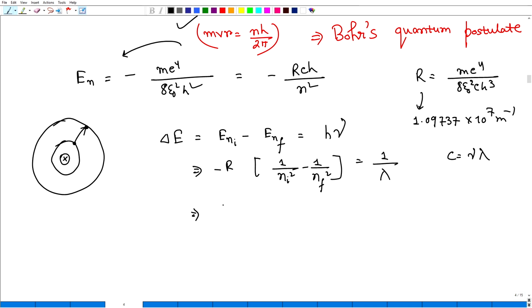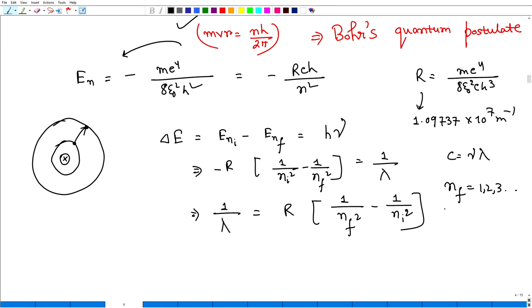So in general we can write 1 by lambda should be R into 1 by... okay. So this is the expression of the lambdas we can have. Now you can vary N_f and N_i. N_f is also 1, 2, 3 and so on. N_i is also 1, 2, 3 and so on. So we can have an infinite number of combinations, but all intensities are not the same.